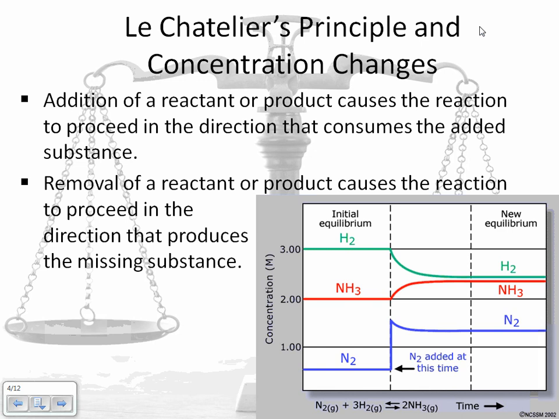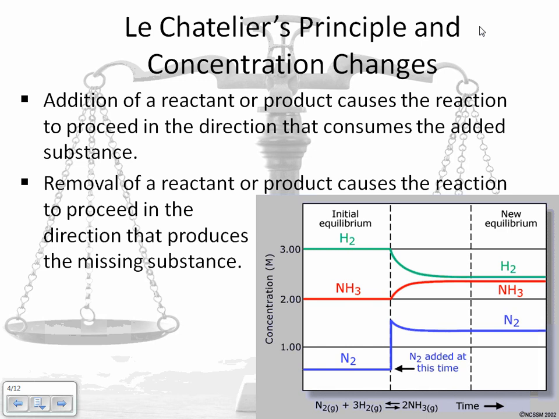The removal of a reactant or product, again, will cause the reaction to proceed in the direction that produces the missing substance. So if we take something away, we're going to want to oppose that and move the reaction in the direction that will make more of whatever we've taken away. So the opposite of what we've done.